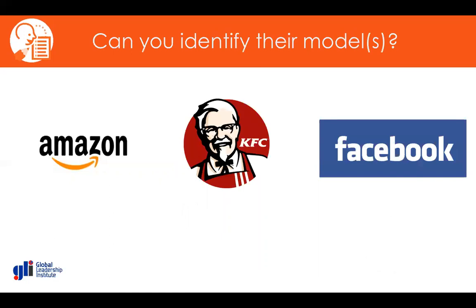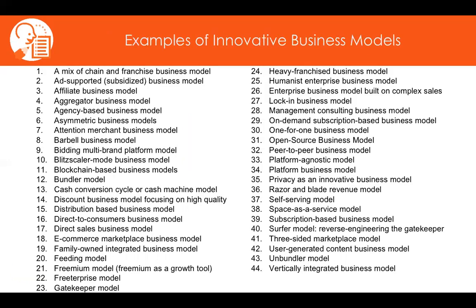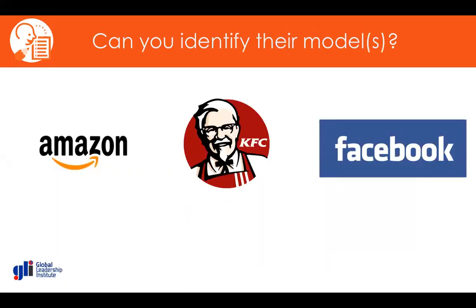So let's do a quick test. If you're listening to this right now on whatever platform you're listening to it, I want you to just think. Amazon is very popular. Jeff Bezos is the richest man in the world right now, and he owns Amazon. If you have to sit down and understand, what kind of model would you say Amazon is running? Looking at what we have here in this 44 that I have here, what model is Amazon running? What model is Kentucky Fried Chicken running, or popularly known as KFC? What model is Facebook running? I'm giving you a minute to do that. So by now, I'm sure you already have something written down.